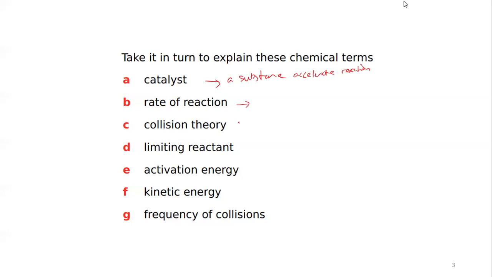And then collision theory, just to predict the rate. We use the theory to explain why a reaction happens quickly or slowly, and we base it on the collisions amongst reactants.